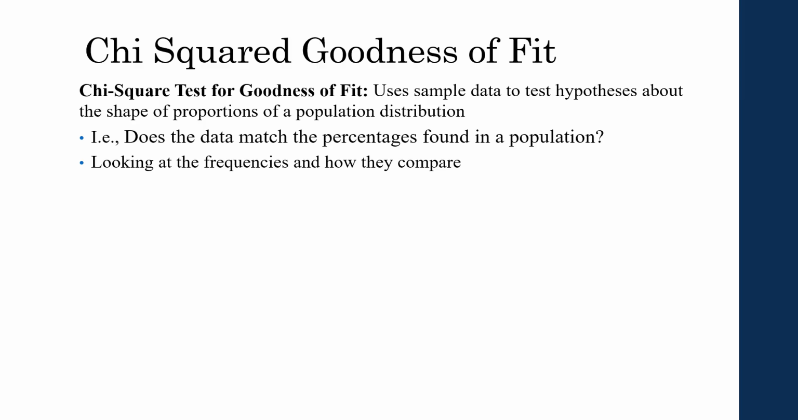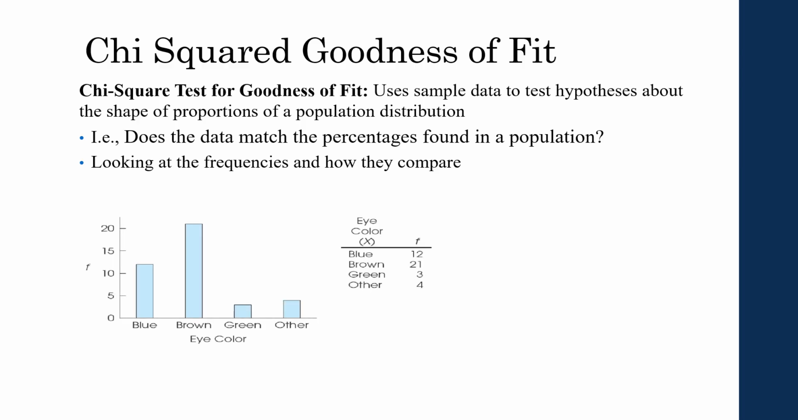This test uses sample data to test hypotheses about the shape of proportions of a population distribution. So, in other words, does the data match the percentages found in a population? This means that instead of using means and standard deviations, we are examining frequencies and how they compare. Remember that at the beginning of the semester, we discussed the frequency distribution table, which allowed us to look at how often each score occurred. The example here on the screen shows frequency of eye color. With the chi-square, we are doing the same thing, but we represent it in a box like this one.